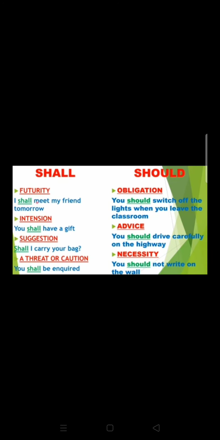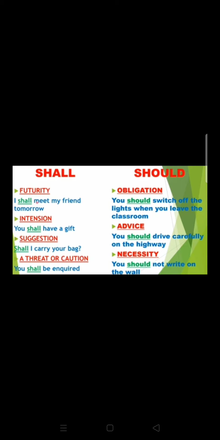Next one is shall and should. Shall is used to express the future when the subject is I or we. Shall is used to express futurity, intention, suggestion, a threat or caution. Then should is used to express obligation, advice, and necessity.